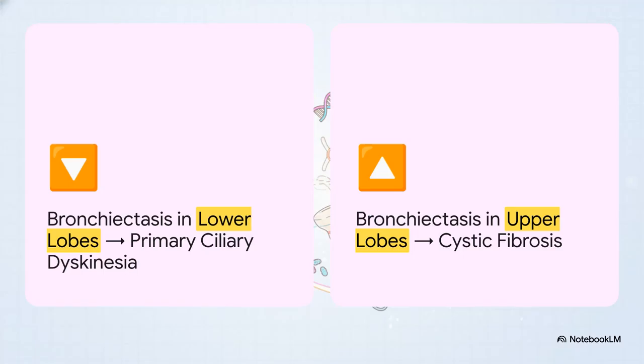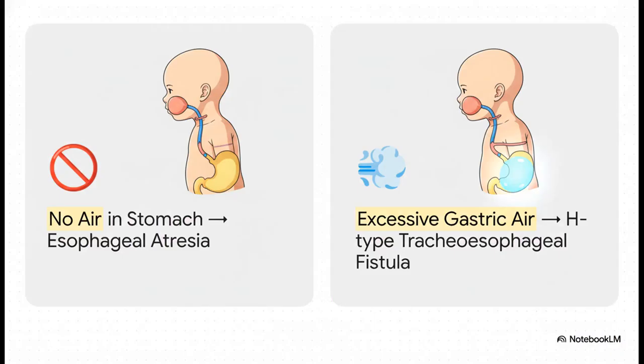When it comes to bronchiectasis, location is the key clue. Lower lobes point to primary ciliary dyskinesia, upper lobes, cystic fibrosis. And hey, always check the stomach for air. No gas bubble could mean esophageal atresia. Too much, an H-type fistula.